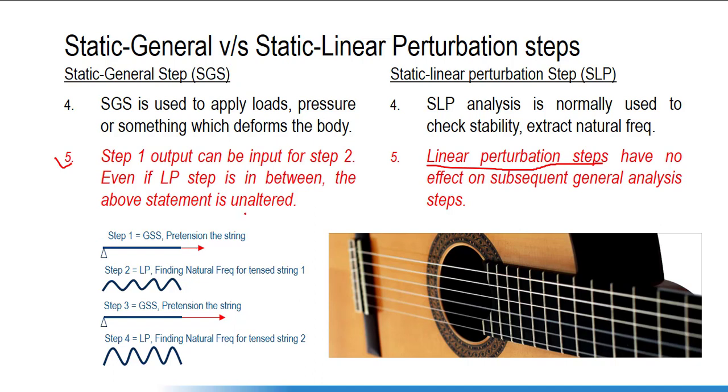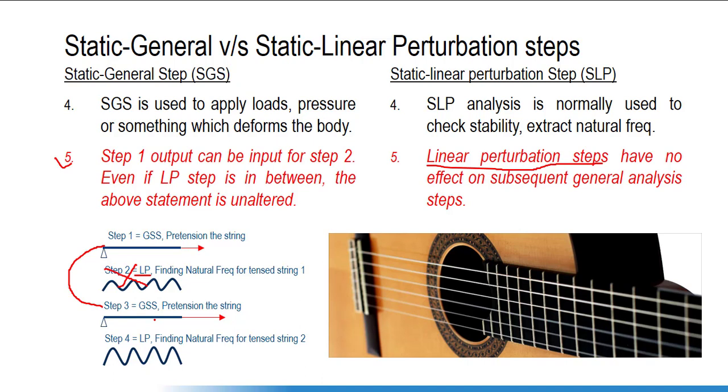What does it mean? Let me explain this by example. You have four steps here. The first step is pretension. We are going to apply some constraint and some load and then find some natural frequencies. And again, we are going to increase the load, or we can say increase the pretension, and find the natural frequencies. After the first step we perform the linear perturbation analysis, but whatever result we have from the linear perturbation analysis, that effect will not be considered for the third step. The third step will consider results from the first step, but it will not consider results from the second step. So after increasing the pretension load, again we find the natural frequencies and we get some different natural frequencies. That means whatever linear perturbation step we have in between two general static steps, its effect will not be considered.